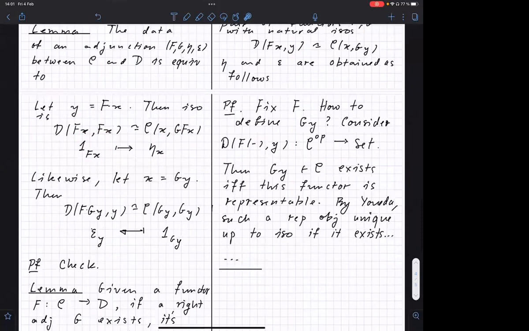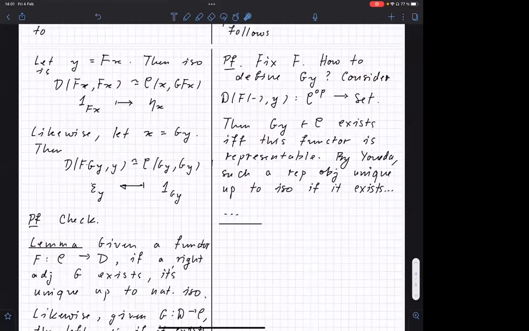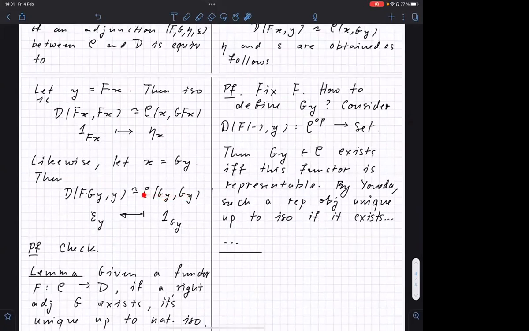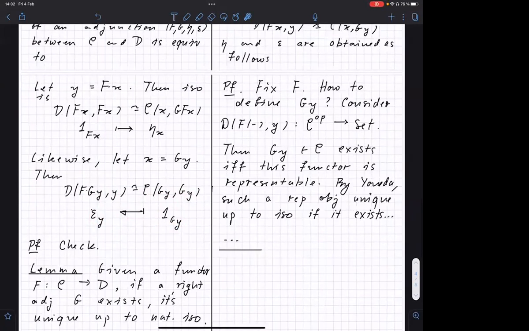And then likewise, in the other direction, I need to tell you how to construct epsilon. I let x equal Gy, and then I use the isomorphisms that I'm given that will give an isomorphism from the Hom set from Gy to Gy to the Hom set from FGy to y. And under that isomorphism, the identity on Gy will go to something, and that's the epsilon y. Okay, so you can check that these two processes are inverse to each other. This is straightforward. This is how the correspondence works.